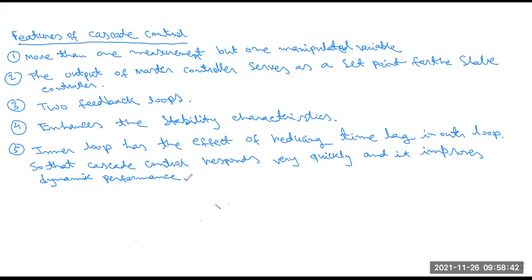Okay, so this point is very, very important. This inner loop concept has the effect of reducing the time lag of the total overall cascade controller system. So that's why this cascade control system responds very quickly. That means the result is very quick, we have to accept from here, and it also has stable characteristics. So that means it improves the dynamic performance also. Okay. And another one, that is it is insensitive to modeling error.